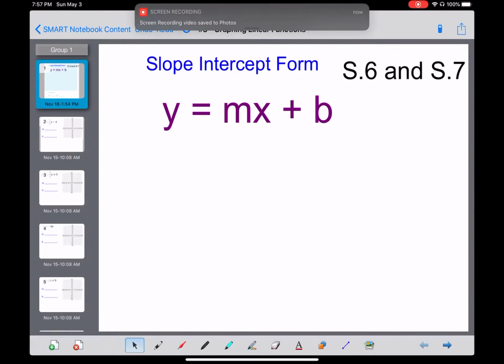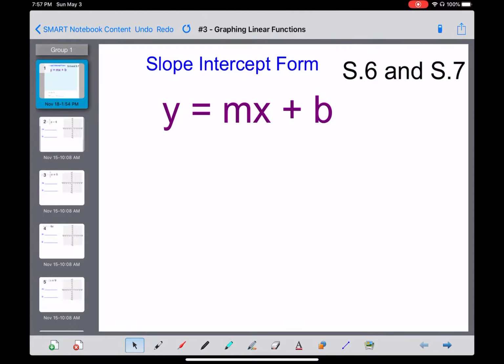Before I get to those, I just want to go ahead and do the very simple ones first, so that we can practice a little bit. These first ones are going to be for S6 and S7.